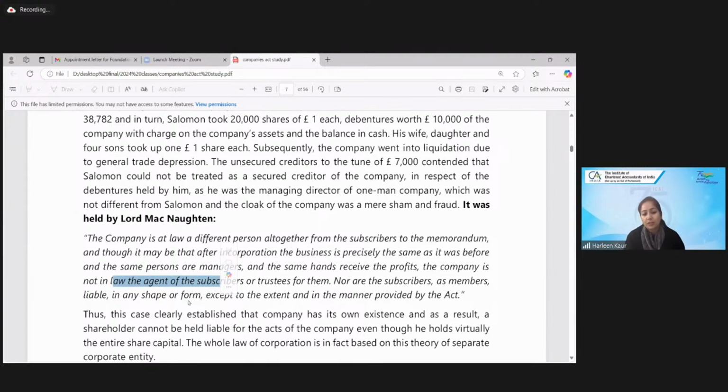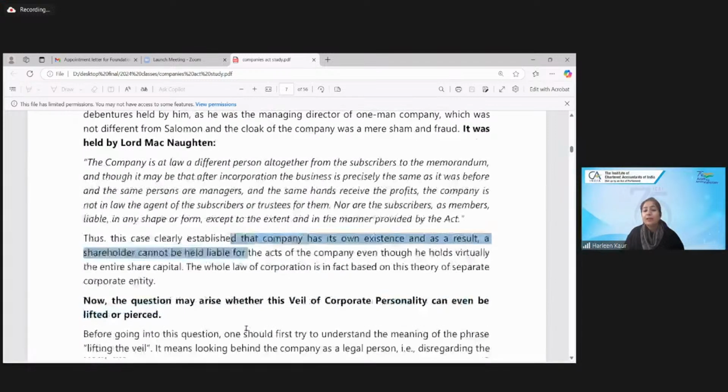Company is different. Shareholders are different. Company has its own existence. Shareholders cannot be held liable for the acts of the company, even if they hold the entire share capital. So the whole of corporation law is based on this separate legal entity concept. The whole of the Companies Act is based on separate legal entity.